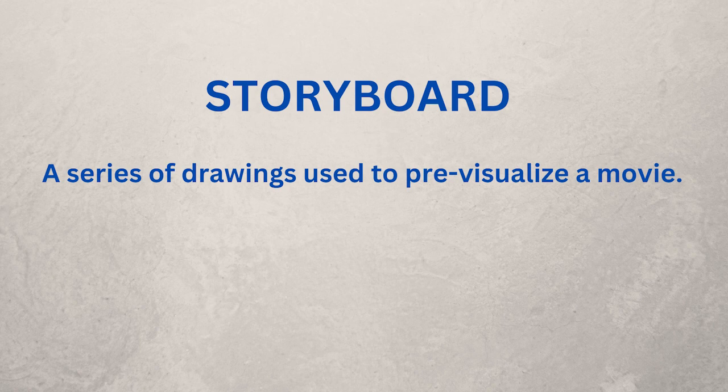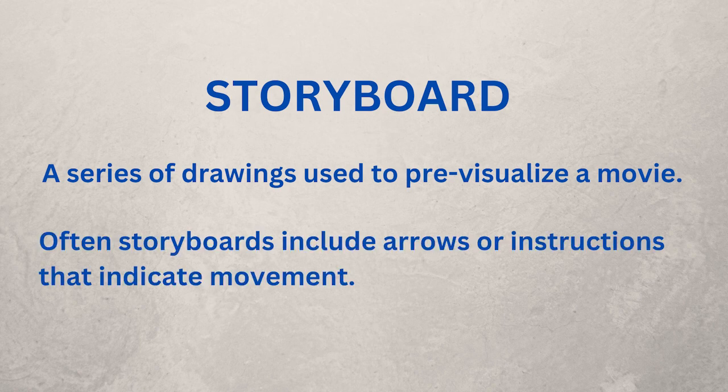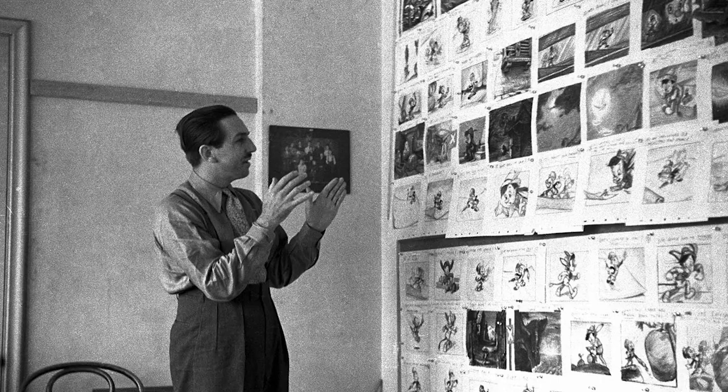Now, what is a storyboard? A storyboard is a series of drawings used to pre-visualize a movie. Often storyboards include arrows or instructions that indicate movement. The storyboarding process was developed at Walt Disney Productions during the early 1930s.